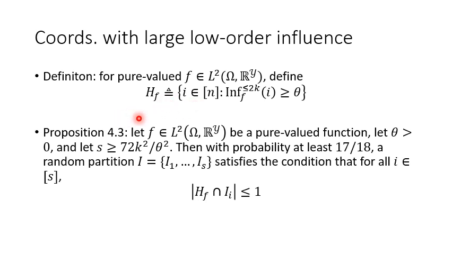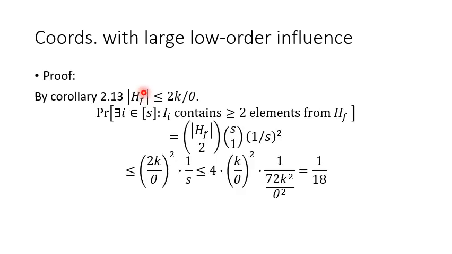So let f be a pure valued function, let theta be bigger than 0, and let s be big enough. Then with probability at least 17 over 18, a random partition satisfies the condition that for all its parts, each part will share at most one element with HF, meaning that the random partition completely separates HF. We will now prove this proposition.